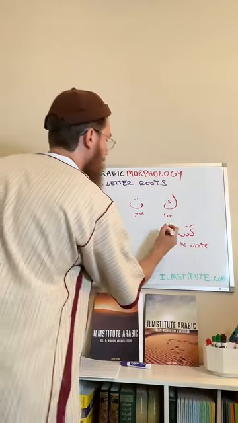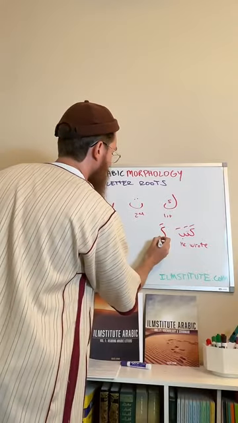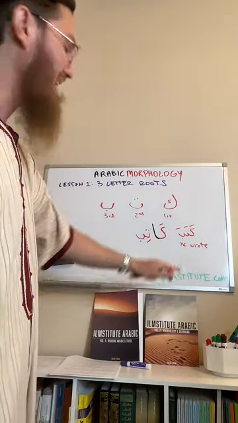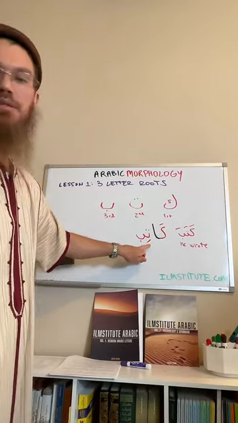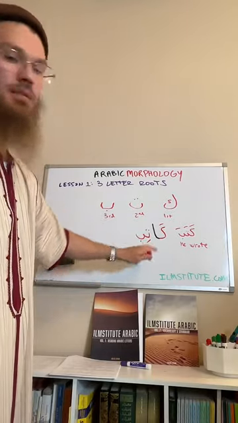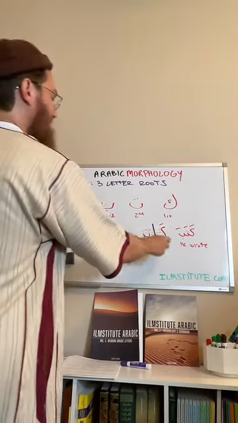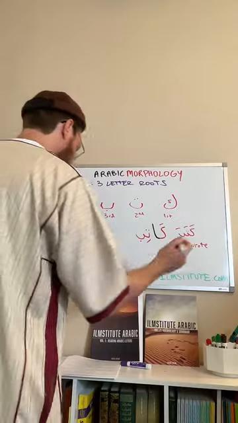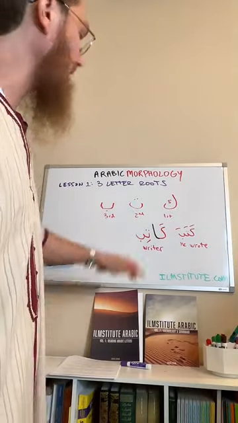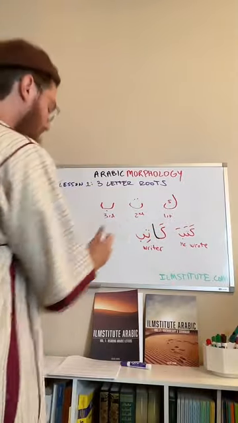We can also write, I'm going to keep the root letters in red, katib. Katib. Anyone know what this harakah is called? We said this is called a fatha. Anyone know what this harakah is called? A kasra. Very good. This is a kasra. So katib means writer. You see it has the same three root letters, but it's just morphed to create different words.